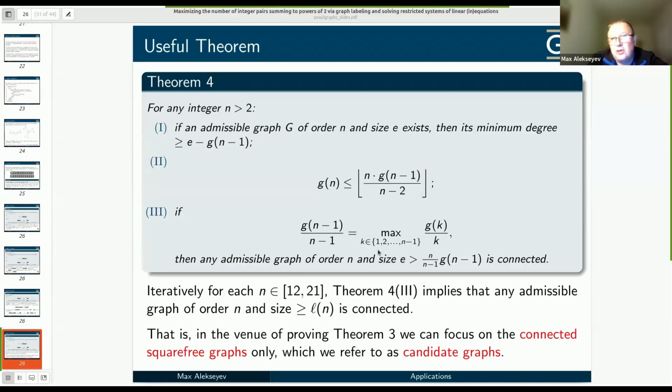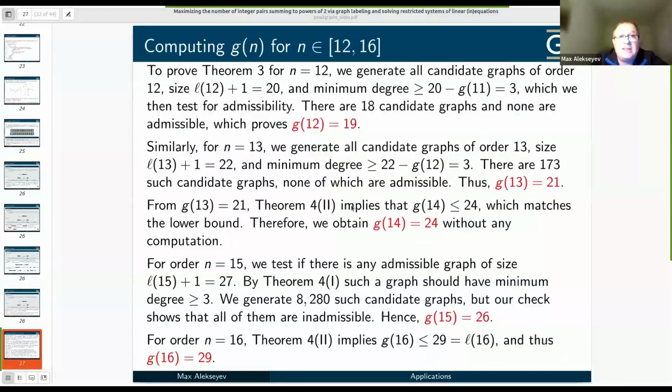So I really need to simplify our life. I really need to have them connected, and therefore I can focus on connected square-free graphs, which I refer to as candidate graphs. So now let us establish the value of g of n for n from 12 to 16, I believe, on this slide. So basically what we do here, we notice what the minimum degree is. For n equal 12, the minimum degree must be at least 3, according to our theorem. And if the size is ex of 12 plus 1, which is 20, then we have just 18 candidate graphs, and we test them for admissibility and verify that no such graph is admissible, meaning that g of 12 must be 19.